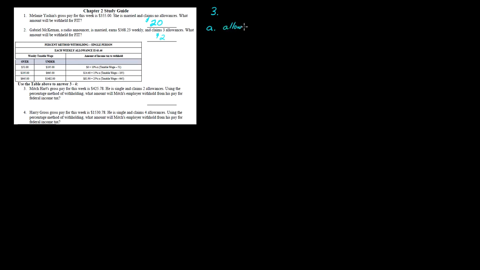And the allowance amount, you'll remember, is we take the number of allowances and then we multiply that by the amount per allowance, which you can see is listed right here, 63.46.